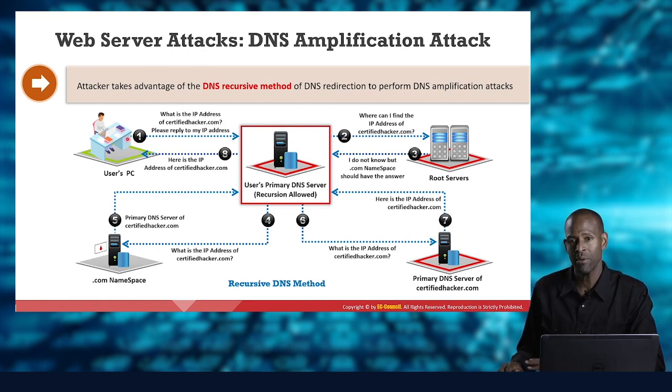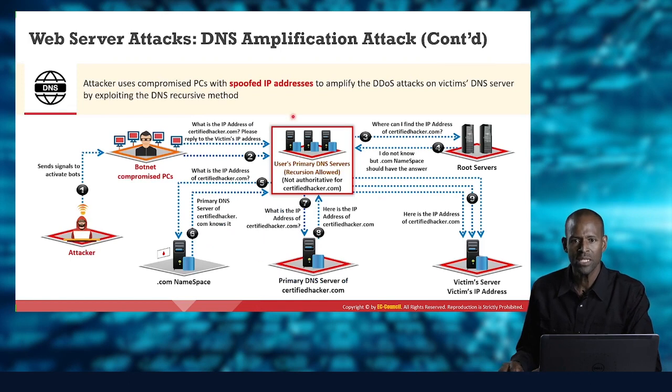But here's the problem. Because of the ability of this DNS server to look at the entire domain tree and find the IP address of one of these sites, because recursion is turned on, there is an attack that can happen. So here's what happens. The attacker is going to use a compromised PC that has a spoofed IP address. In the end, they're going to end up amplifying a distributed denial of service attack against their target, against the PC. So they're going to send a signal and say, activate bots.